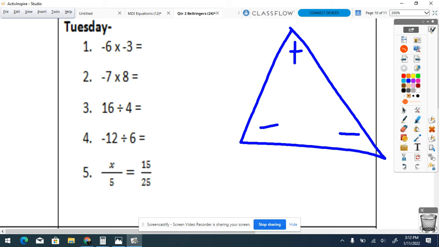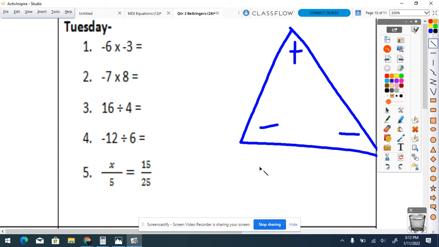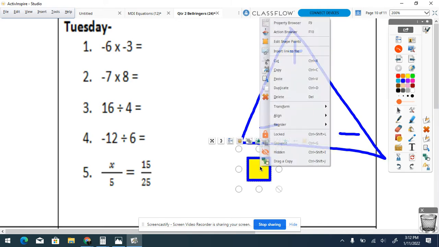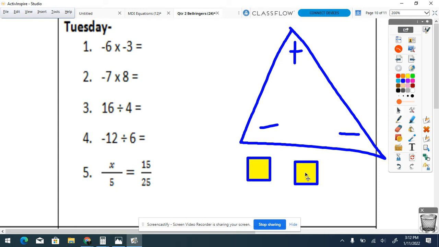Well, I know from yesterday that I can just cover up. See if I can make a little square here. So I know I can cover up negative, negative, and I'm left with a positive. So my answer is going to be positive. 6 times 3 is 18. So positive 18. And again, we don't need to write the plus sign.